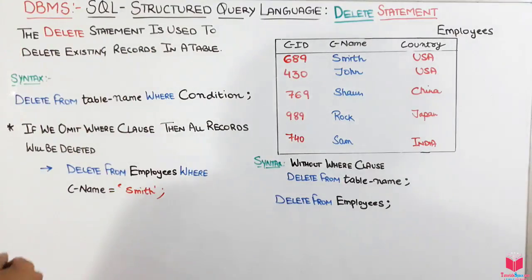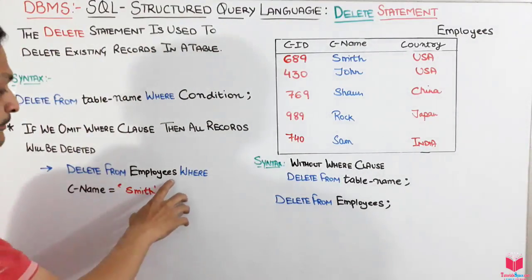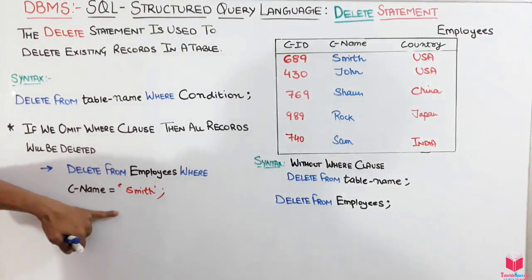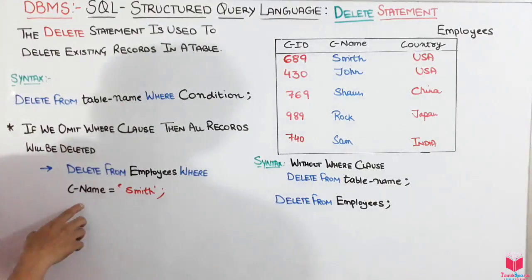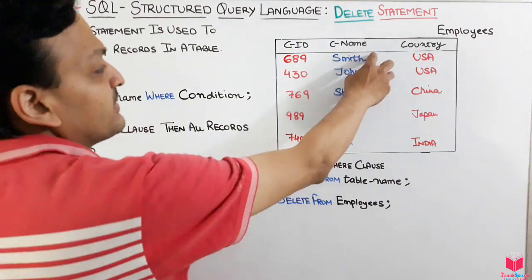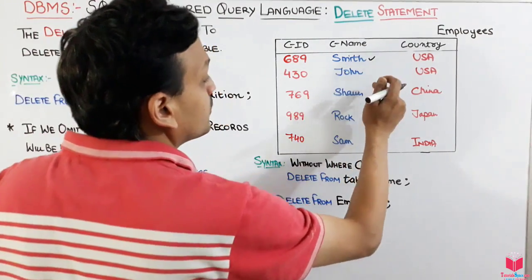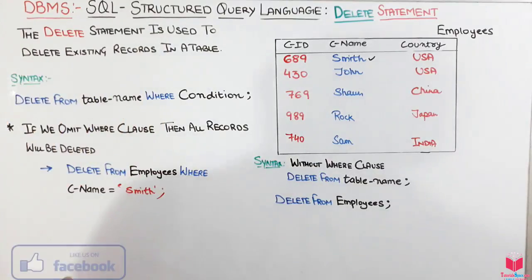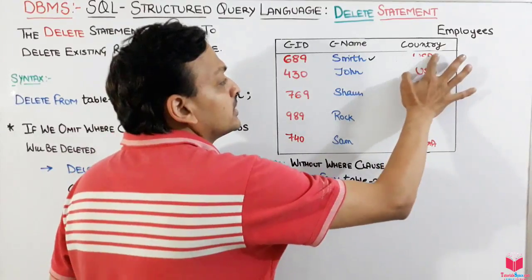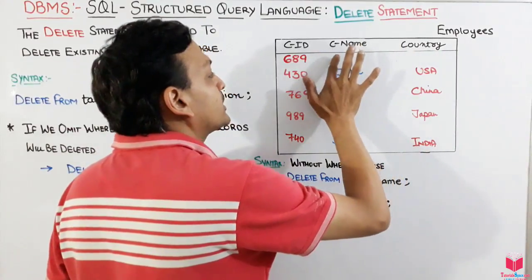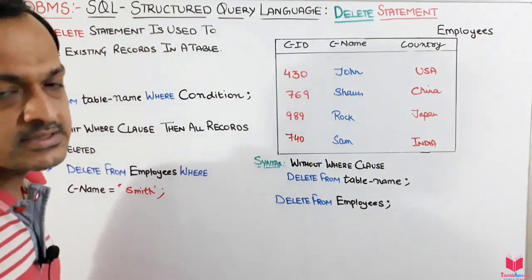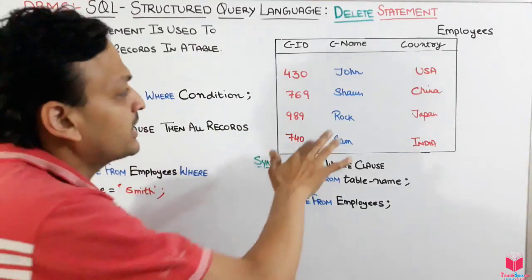Okay, we will see one query: DELETE FROM employees, that is the employees table, WHERE CNAME = 'Smith'. Given that condition, it goes to the CNAME column and checks where the Smith value is. Here the CNAME value is Smith, and there is only one such value. Then what do we have to do? Delete that row. It will delete that complete row, because the condition matches in this table, so it selects that row and deletes it.